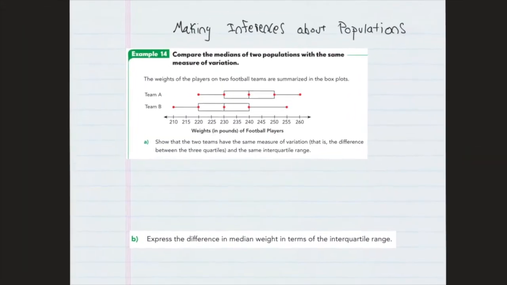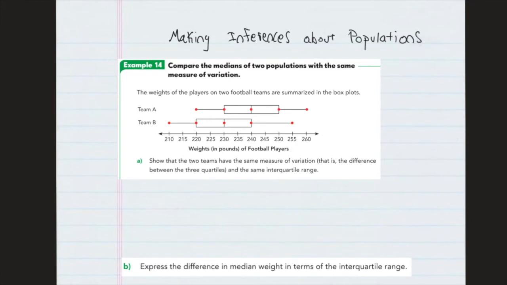In the next example, we're comparing the weights of two different football teams using their box plots. So part A asks us to show that the two teams have the same measure of variation. What they're talking about here is the difference between the quartiles, and that they have the same interquartile range. So what they want to know is, is this range the same? Is this range the same? And then is this range the same? Okay, so we're going to actually calculate that out.